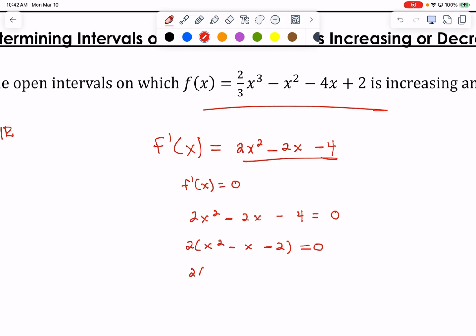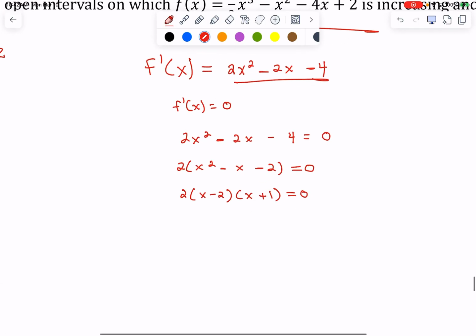Then we're going to get 2 times, I believe, x minus 2, x plus 1. Is everybody in agreement? Okay. All right, what are the critical values? The 2's not going to matter out front. So what are the critical values? 2 and, all right, you're going to get points for that on the big assignment.